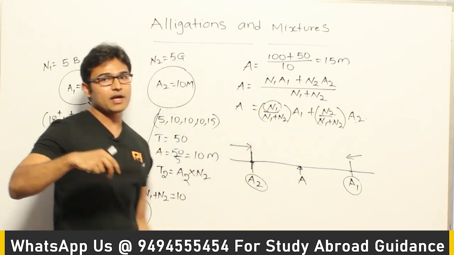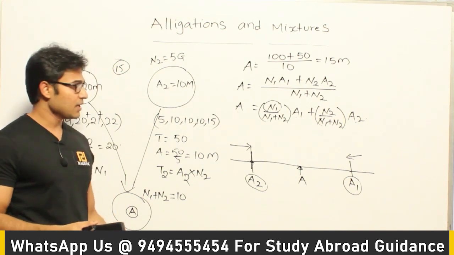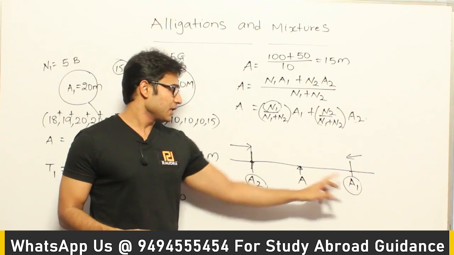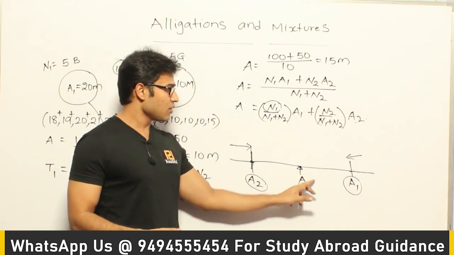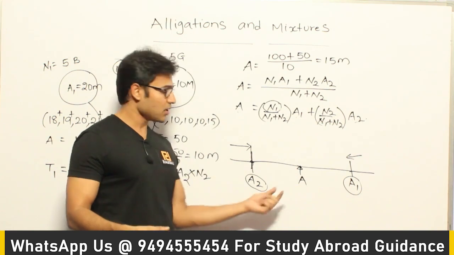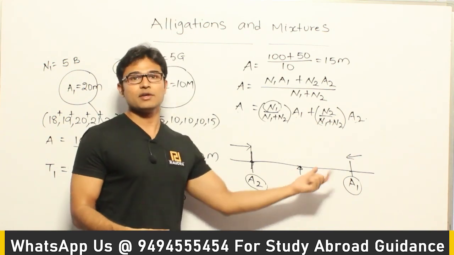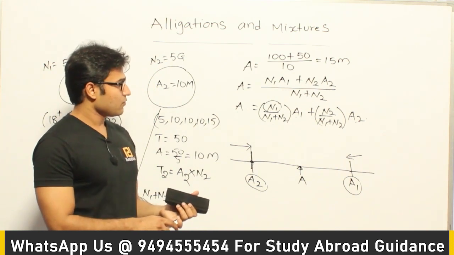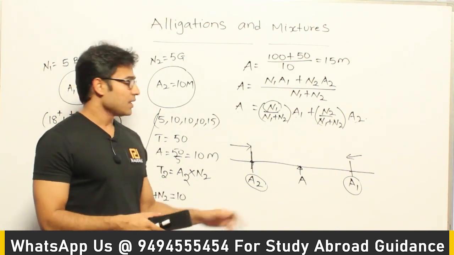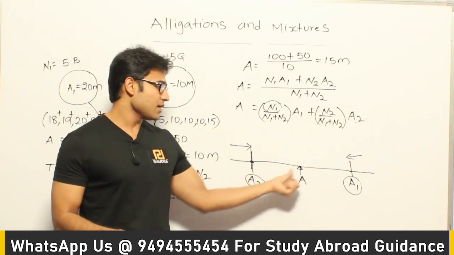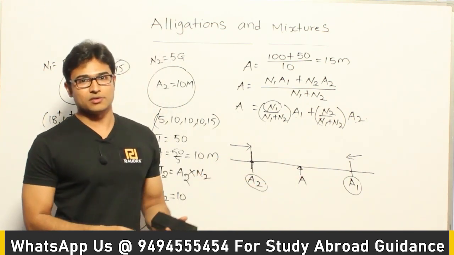Therefore, there might be other questions possible where they will say that a1 is something and a2 is something, and we want to finally make the mixture average to be something, then what is the ratio in which n1 and n2 should be present? Got it? So let's try to derive that formula as well, where given a1 and a2, these two numbers, and given a, we have to find out the ratio of n1 and n2.